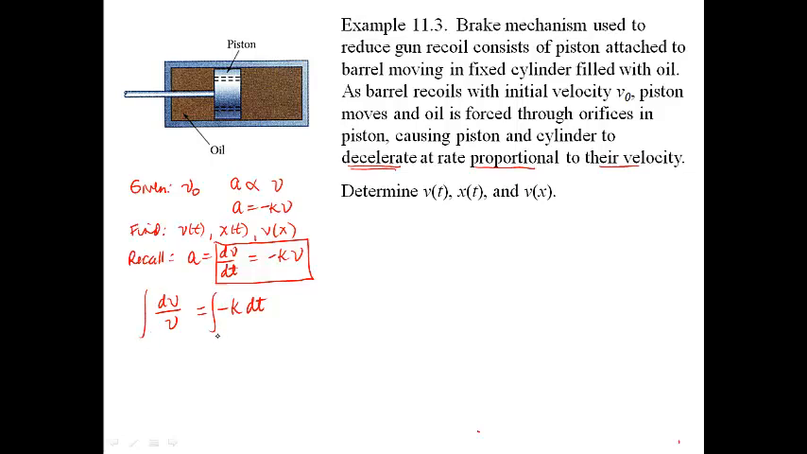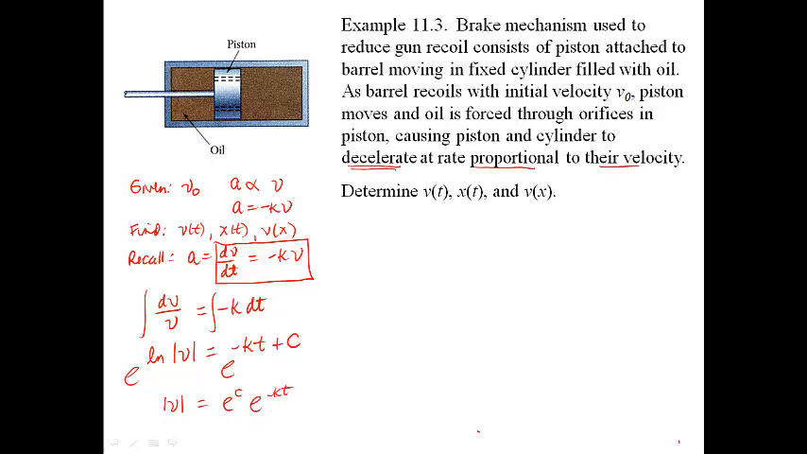I'm going to use an indefinite integral. So the integral of 1 over v dv is the natural logarithm of the absolute value of v, and that should be equal to the integral with respect to time of minus k, which is minus k t plus some constant c. And if I want to find v in terms of time, I can raise both sides to e, and e and ln cancel, so the absolute value of v equals e to the c multiplied by e to the minus kt.